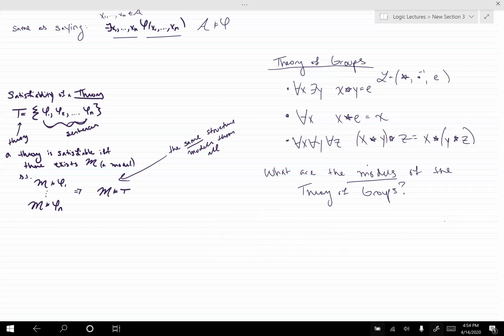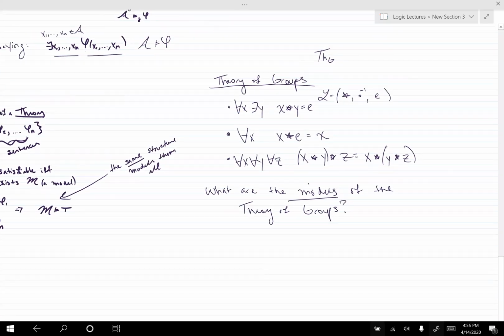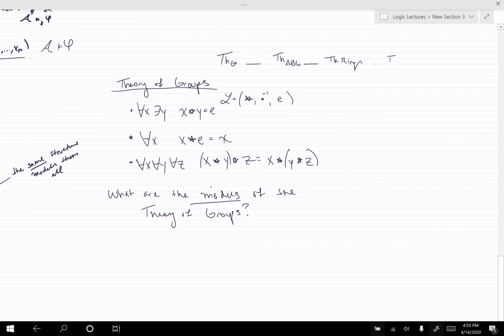So how can model theory tell us new things about groups that we wouldn't have been able to do through just doing algebra? Like, what can we say about the theory of groups from learning model theory and from understanding the delta? Holy cannoli. Well, what we can do is compare the theory of groups with the theory of abelian groups, with the theory of rings. When you say compare, I guess, what do you mean?